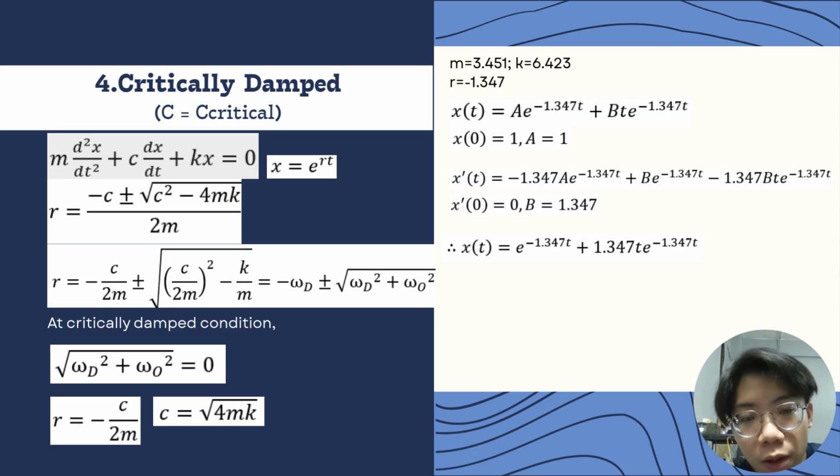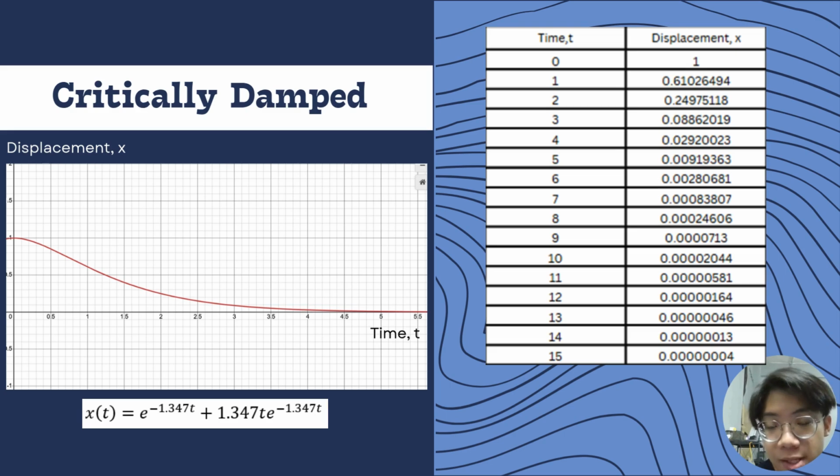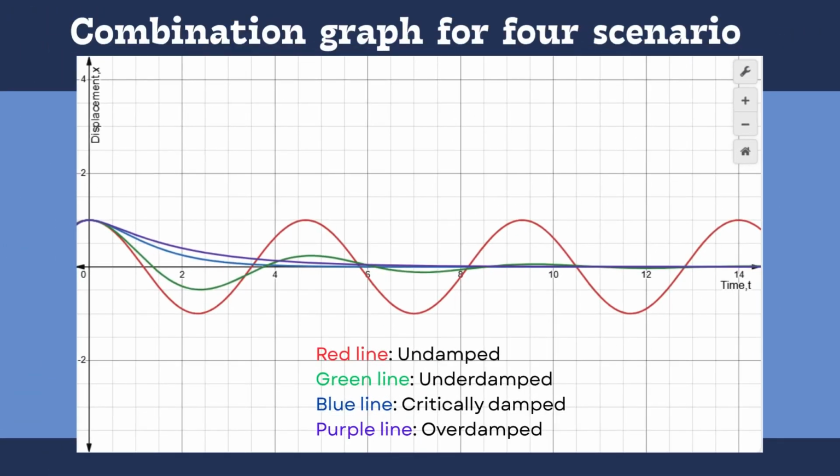And using the condition of t equal to 0 when x is equal to 1, we can get the value of A, which is 1. And after differentiating the equation and using the condition t equal to 0 when x prime is equal to 0, we will get the value of B, which is 1.347. And hence we will get the solution, which is e to the power of negative 1.347t plus 1.347t e to the power of negative 1.347t. And this displacement against time graph represents the critically damped condition, which we can see that the system can quickly return to its equilibrium position in the shortest time possible with minimum oscillations.